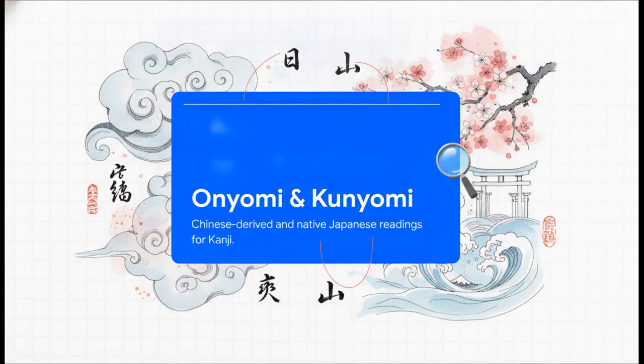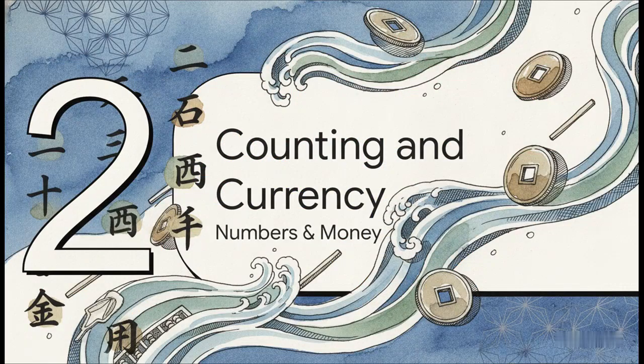Okay, before we actually look at the characters, we really need to get onyomi and kunyomi straight. Simply put, onyomi refers to the Chinese-derived readings, while kunyomi refers to the native Japanese readings. As we go through each character today, I want you to pay close attention to both columns. Sometimes a character has multiple readings in one category, and sometimes, as you'll see very shortly, it might be missing one altogether. Moving right along to Section 2, Counting and Currency.